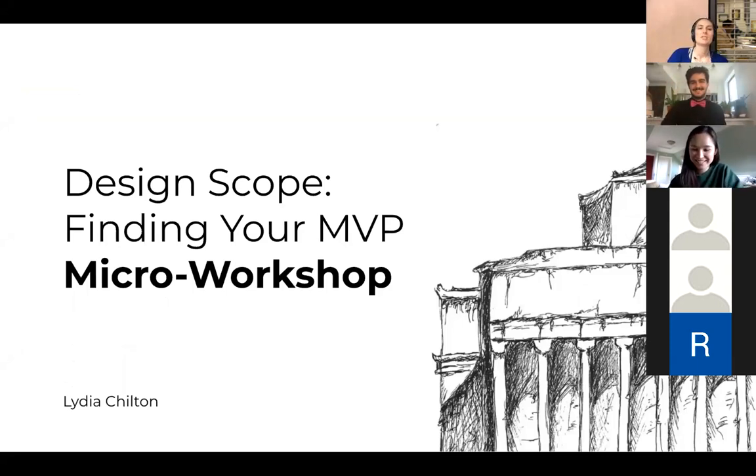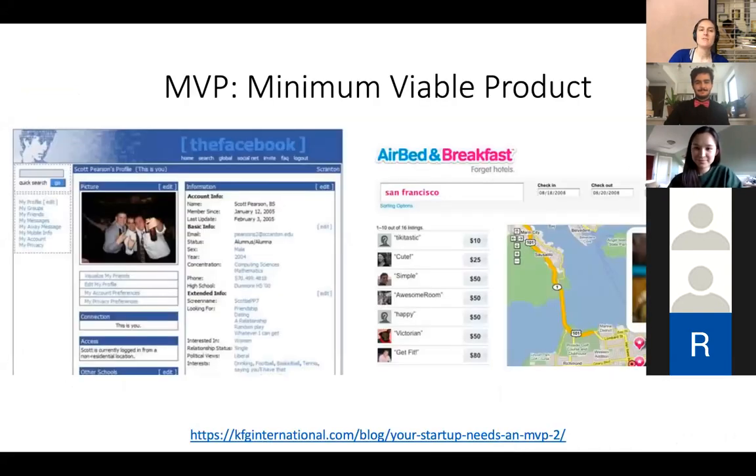Okay. Design scope. Finding your MVP. MVP stands for minimum viable product. It's the minimum thing that you could release that you think would solve users' problems. So I pulled from a website, what did Facebook and Airbnb originally look like? They had different names. It was thefacebook because they didn't want to pay for a URL that was facebook.com. And Airbnb was literally called Bed and Breakfast. Like, ugh, this is too long.